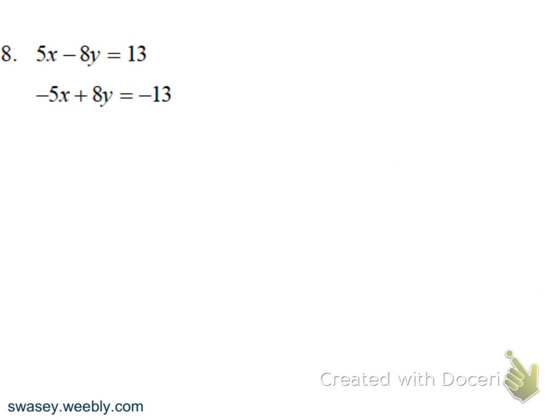Number 8, we already have opposite coefficients, so we're ready to add them together. X's are eliminated. Y's are also eliminated. If everything's eliminated on one side, write down the 0. So we have 0 on the left side. 13 plus negative 13 is 0 on the right side.